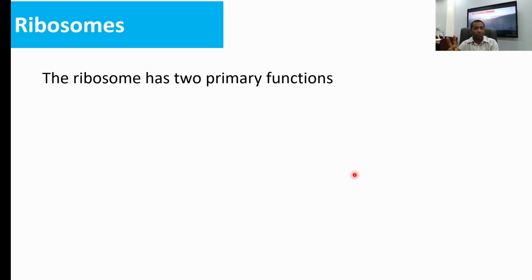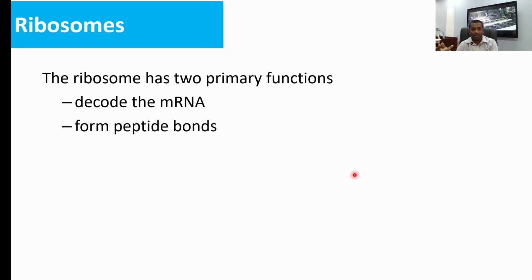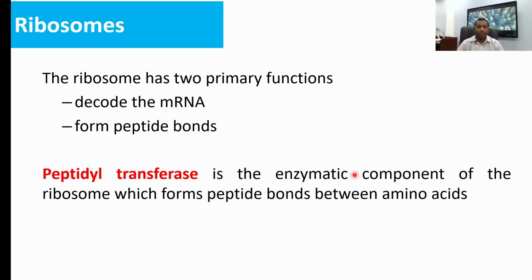The ribosome has two primary functions. It decodes the message in the mRNA, and it forms the peptide bond, which means it reads the message in the mRNA molecule, and according to that message, peptide bonds are formed to make the polypeptide chains. The enzyme peptidyl transferase is the enzyme used by the ribosome to form bonds between amino acids.